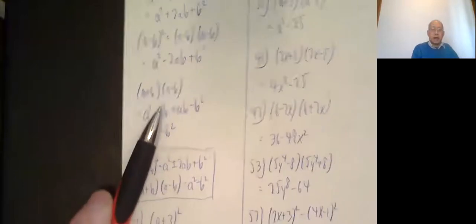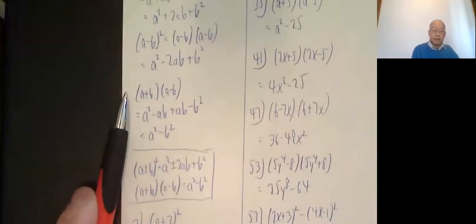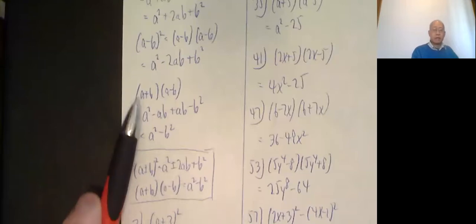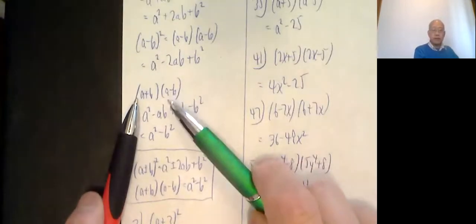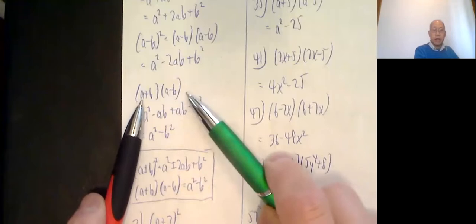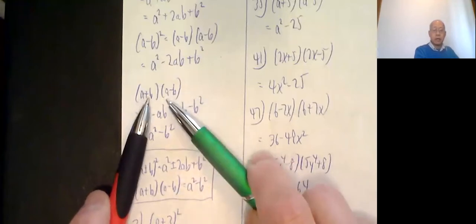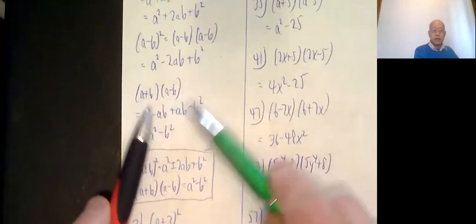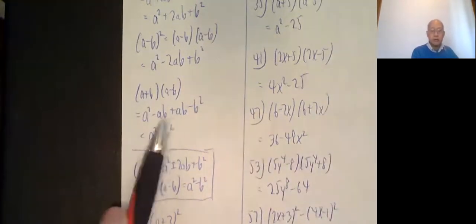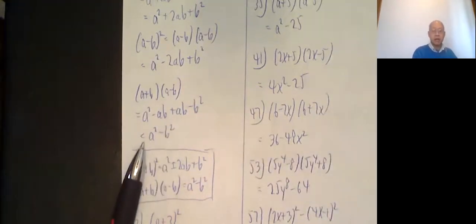A plus b, a minus b. It could also be a minus b in front. A minus b times a plus b is the same thing. So FOIL on that. First is a squared. Outer is minus ab. Inner is plus ab. Last is minus b squared. The two middle ones cancel out. A squared minus b squared.